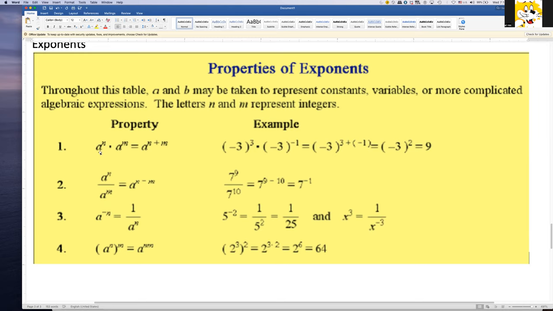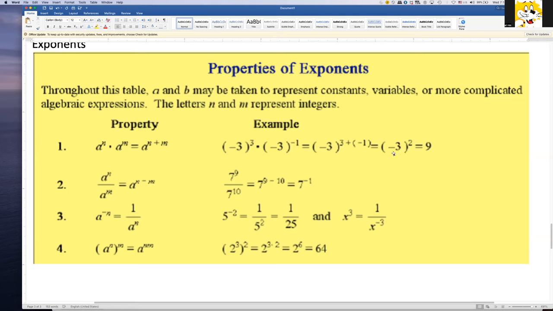So if I have a base of -3, this is the example, right? If I have a base of -3 and I have another base of -3, I have the same base. Since I have the same base, I'm only going to look at my exponents. Here, my exponents are 3 and -1. Because I am multiplying, I am going to add 3 and -1. So essentially, you are subtracting 1 from 3, right? So what do you get when you subtract 1 from 3? You're going to get 2.